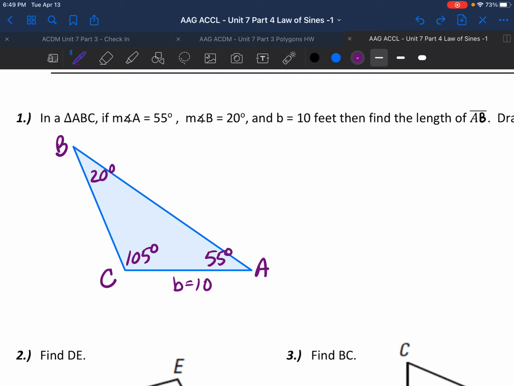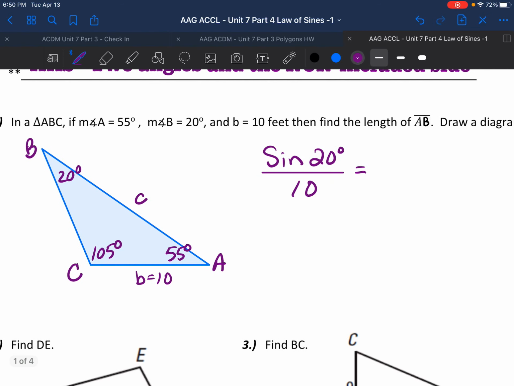All right, so here we go. They want us to find side AB. Now, ladies and gentlemen, that is across from C. So I'm going to use lowercase c. For the law of sines, we're going to use a proportion, one fraction set equal to another. Notice that this is the side that I'm given, 10, which is across from 20 degrees. So I'm going to set up my law of sines as the sine of capital B, which is 20 degrees, and compare that to the side that's across from it, which is 10. So the sine of 20 degrees is to 10.